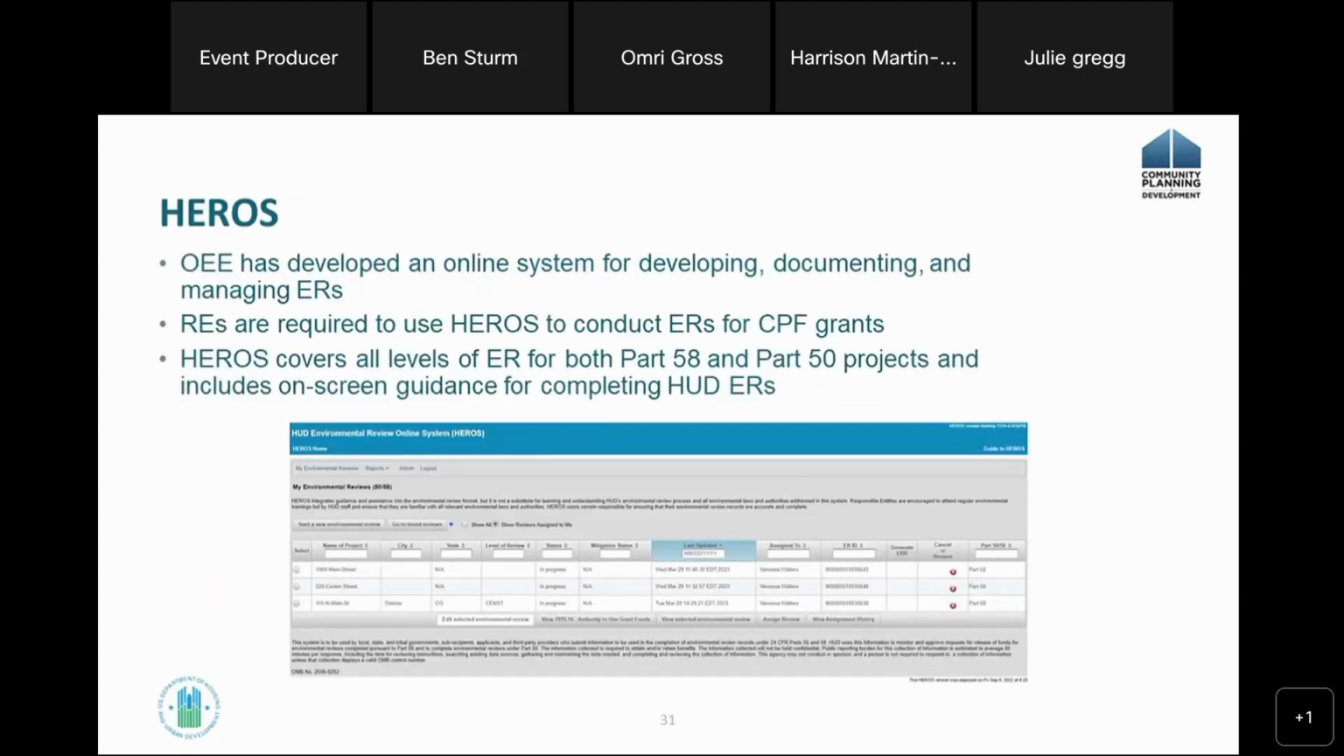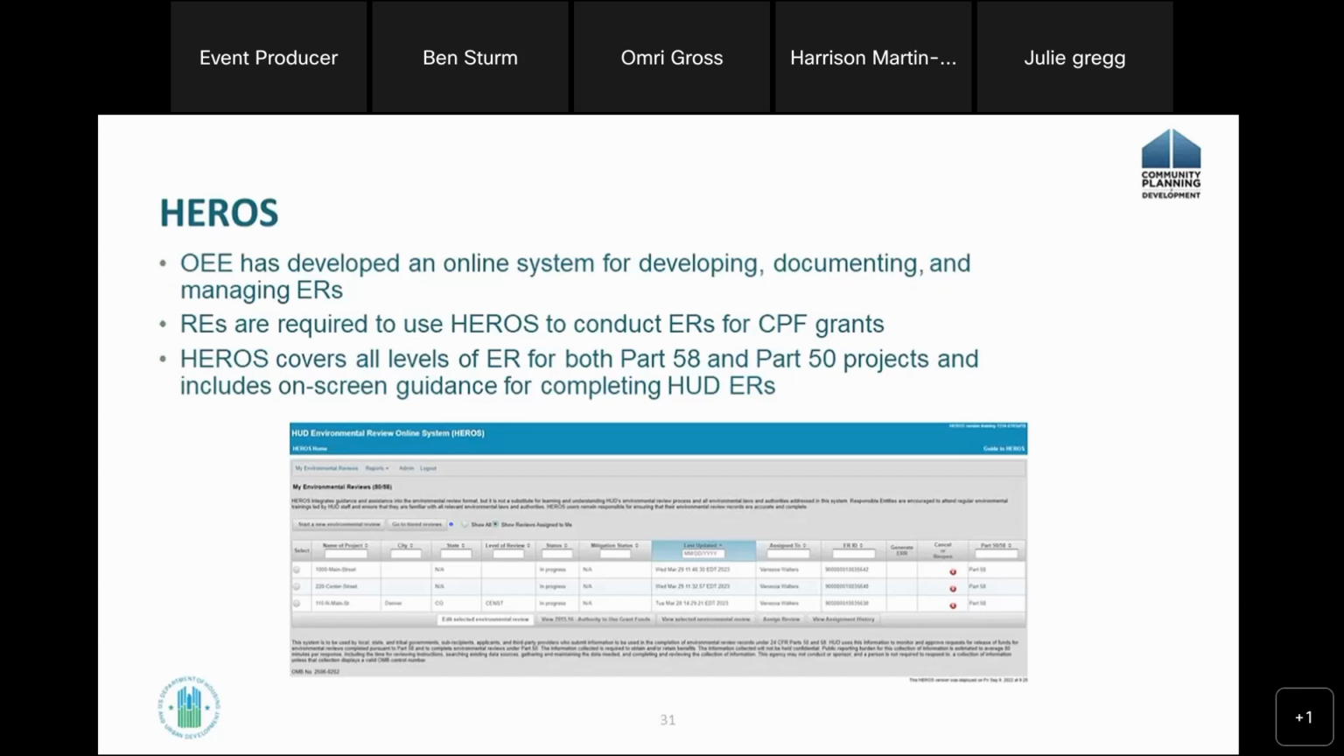Okay, so we've touched on it a couple times, but now we're going to dig a little bit deeper into HEROS here. So again, HEROS stands for HUD's Environmental Review Online System and is required for all CPF environmental reviews. HEROS is used for developing, documenting, and managing environmental reviews. Responsible entities are required to use HEROS to conduct reviews for CPF grants as well. HEROS covers all the levels of review that we just talked about with Ben for both Part 58 and Part 50 projects and includes on-screen guidance for completing your reviews.